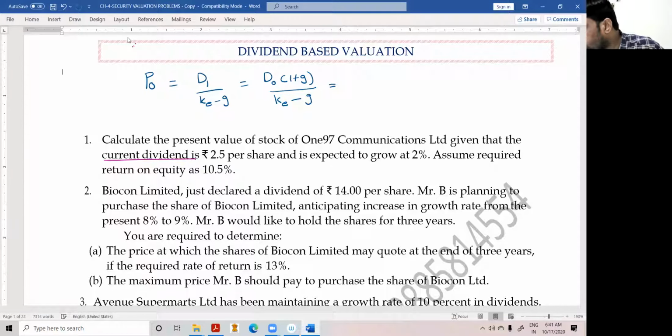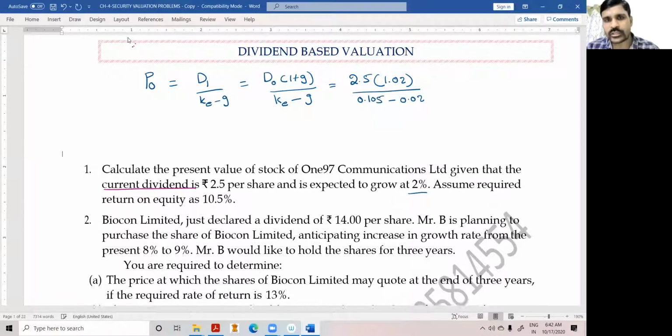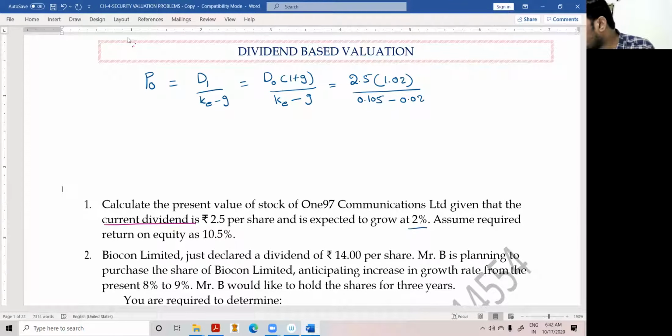What is D0? D0, 2.5 is there. And what is the growth rate? 2%. Growth rate is 2%. So 1.02, and divided by KE. What is the KE? The cost of equity, 10.5%, 0.105, minus the growth rate, 0.02. Okay, right. Look at this point. Now what is the numerator? We got 2.5 into 1.02. Tell me what is the numerator?